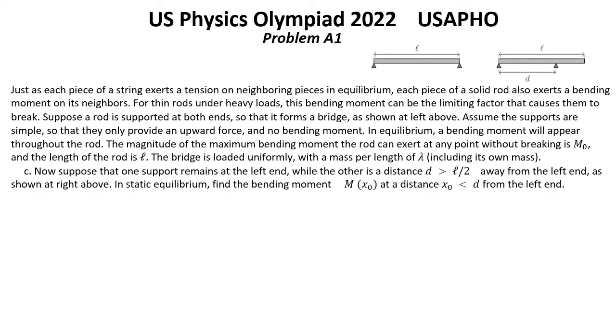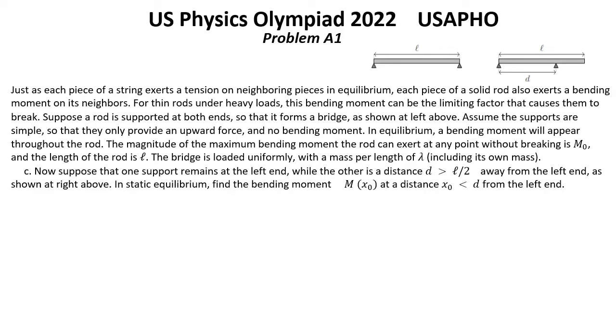Question C. Now suppose that one support remains at the left end while the other is a distance d greater than L over 2 away from the left end, as shown at right above. In static equilibrium, find the bending moment M as a function of x0 at a distance x0 less than d from the left end.